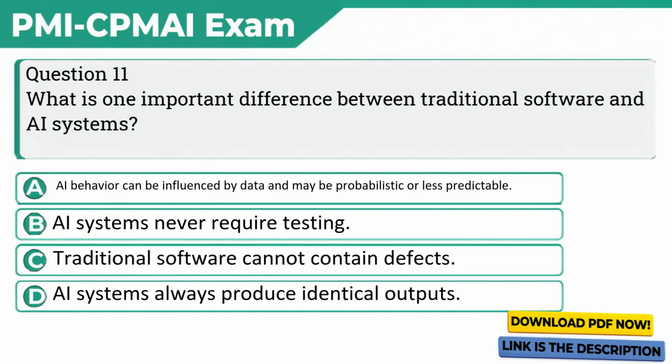Question 11. What is one important difference between traditional software and AI systems? A. AI behavior can be influenced by data and may be probabilistic or less predictable. B. AI systems never require testing. C. Traditional software cannot contain defects. D. AI systems always produce identical outputs.